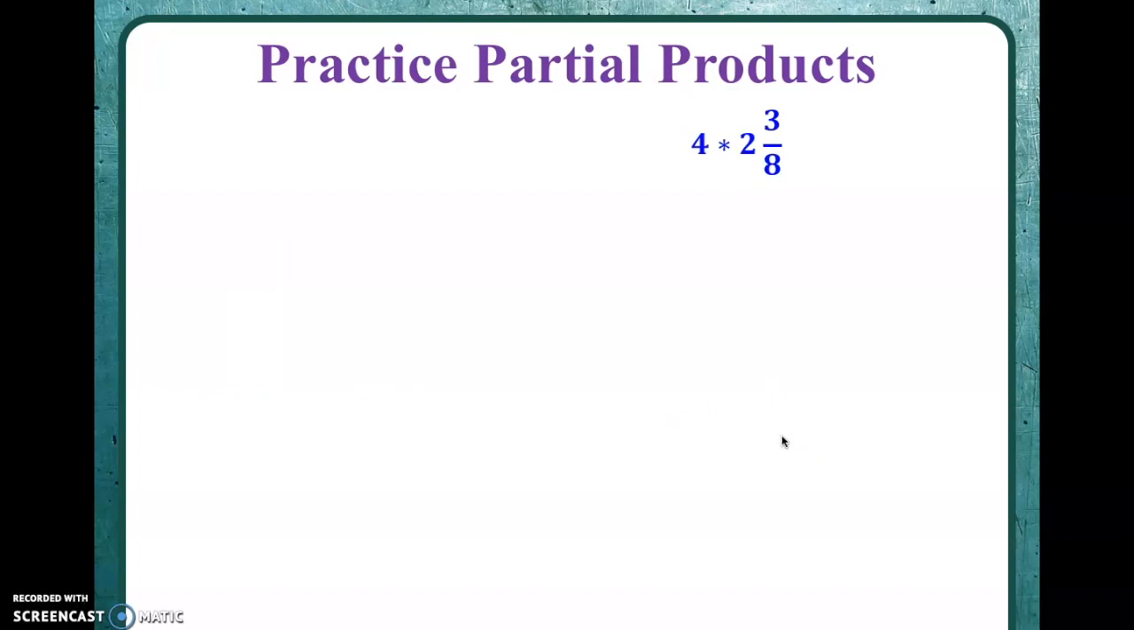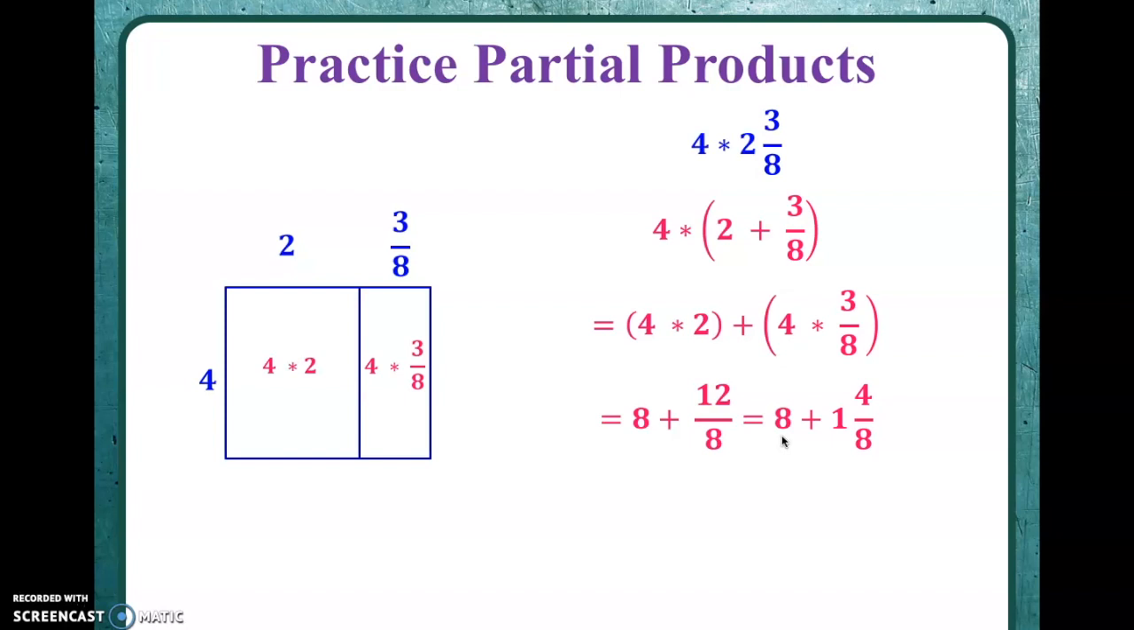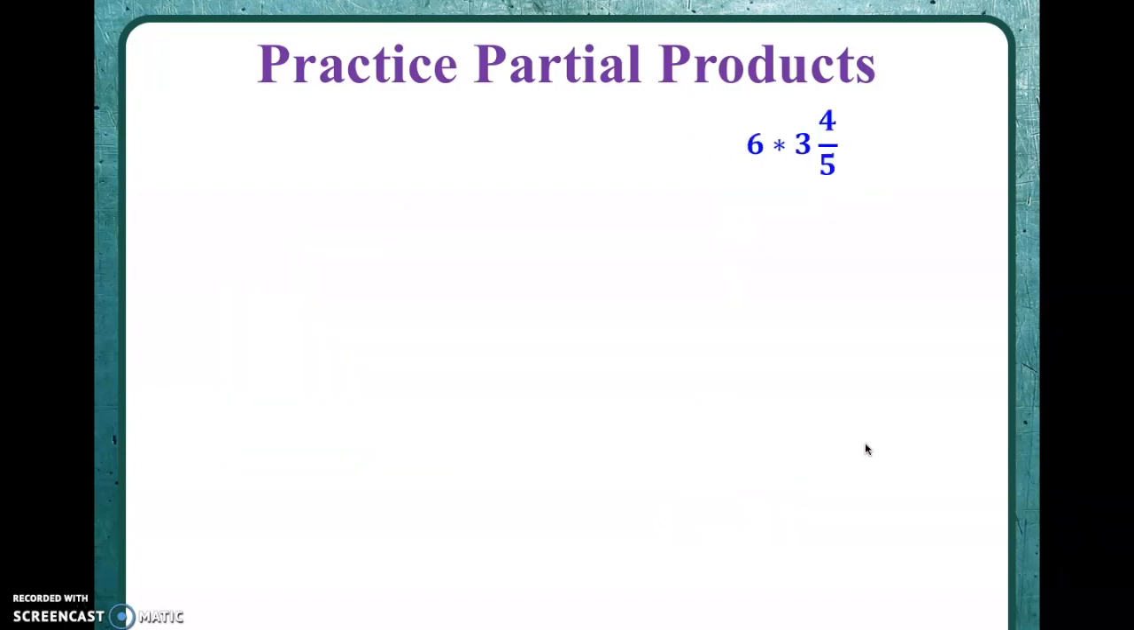Go ahead and pause the video and then try this one on your own. Okay, when you're finished, remember you're going to be taking 4 times 2 plus 4 times 3/8. When you're finished, you're going to get 8 and 12/8. Now, what they did with the 12/8 is they said, well, 12/8 is the same thing as 1 and 4/8. So I'm going to go ahead now and add that together, which is 9 and 4/8, or 9 and 1/2.